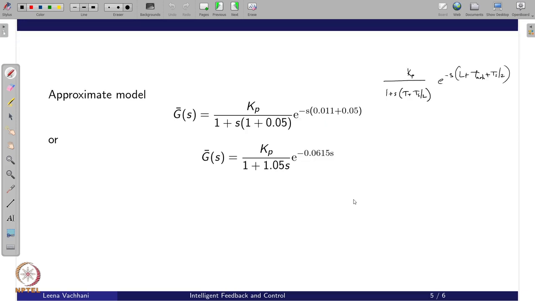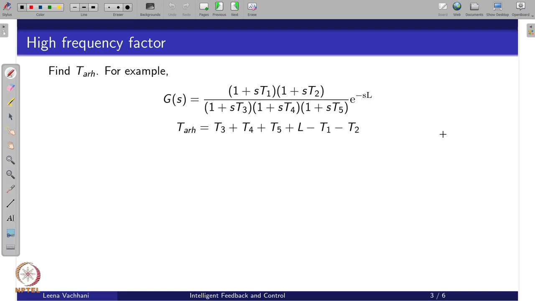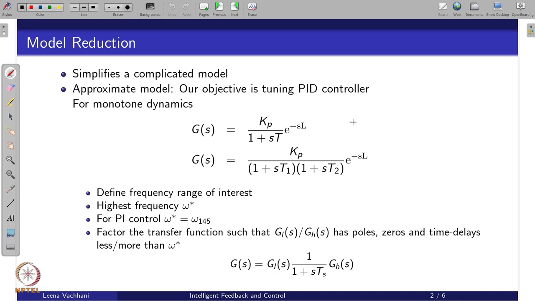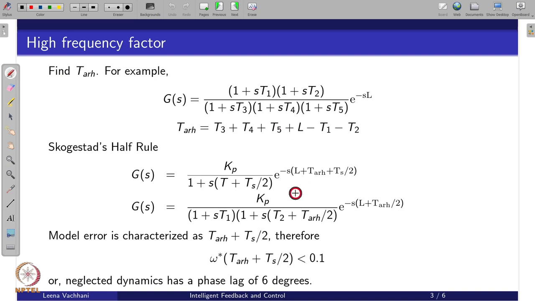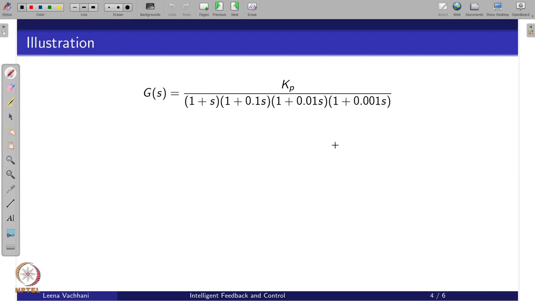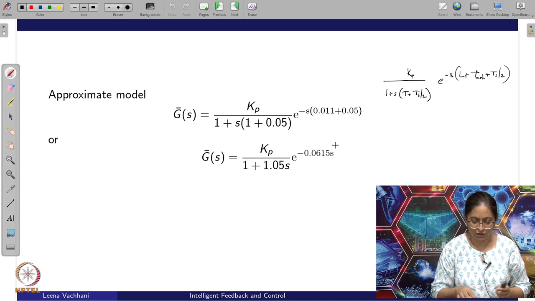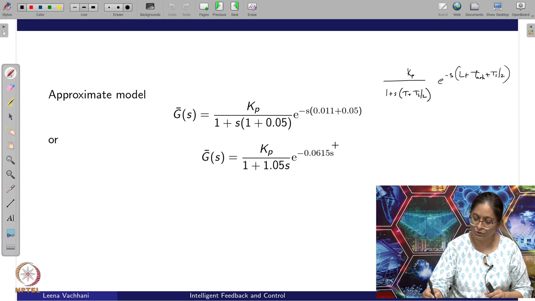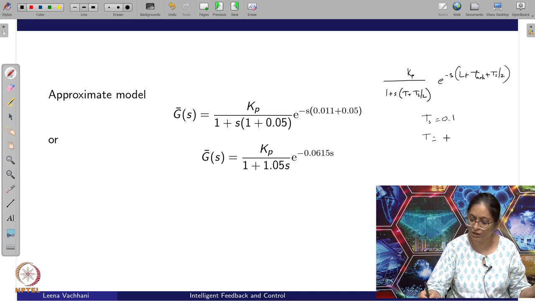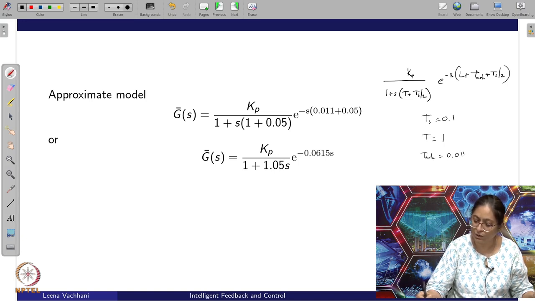There comes the approximate model now, where Kp by 1 plus s, with T plus TS by 2 in the lag. This was the stochastic half rule for the first order time delay system, which is copied in this slide. In this formula, TS is equal to 0.1, because that's where we have made the breakup, and T is the lower order term, which is equal to 1, and tau h is what we found out, that is 0.011.